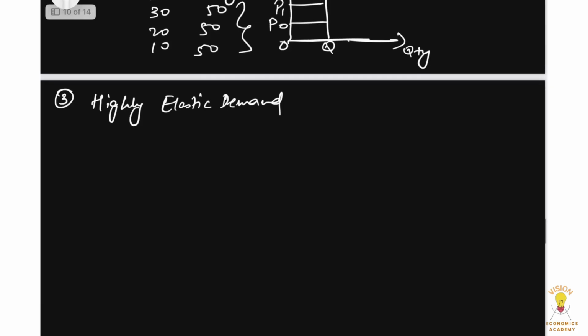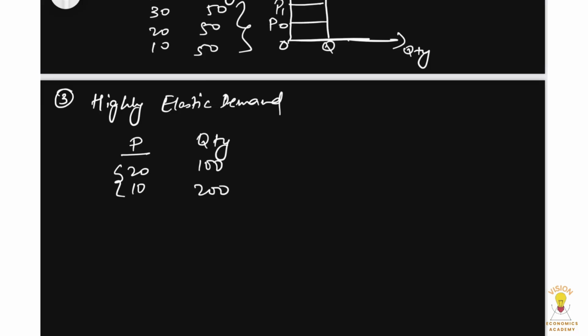Okay, wherein with a slight change in the price, there is more responsiveness in the quantity demanded than the proportionate change in the price. So for example, price goes from 20 to 10, and the quantity demanded goes from 100 to 200. Now if you see here, the percentage change in the price is just 50%, but in the quantity it is 100%. So it is highly elastic.